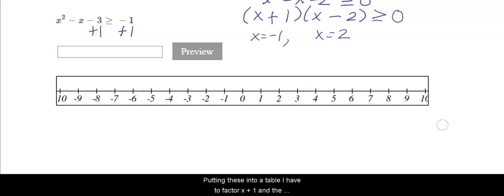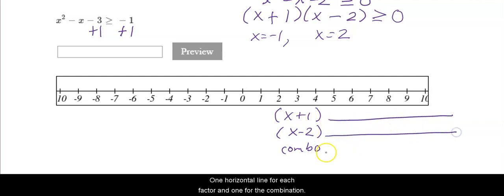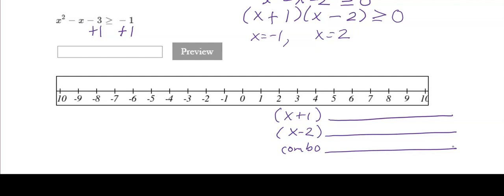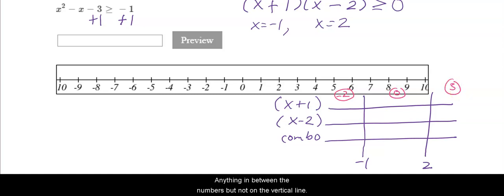Putting these into a table, I have the factor x plus 1 and the factor x minus 2 and their combination. One horizontal line for each factor and one for the combination. The solution for x plus 1 is negative 1, which is to the left of x equal 2. For test points, we can use negative 2, we can use 0, and we can use 3. Anything in between the numbers, but not on the vertical line.